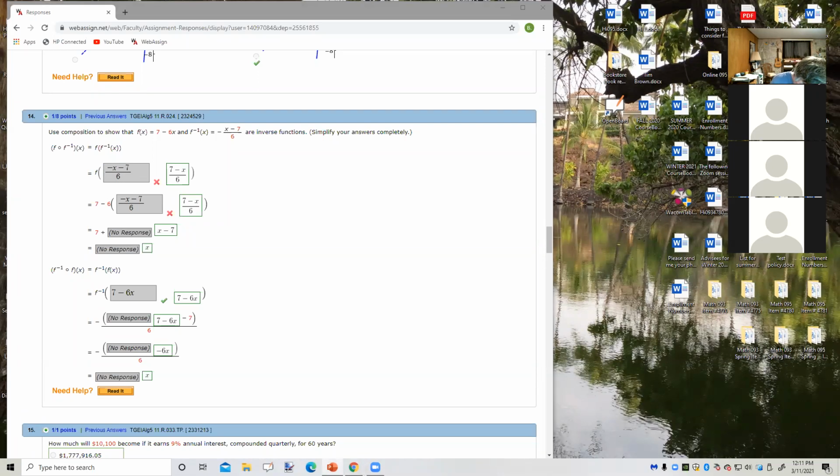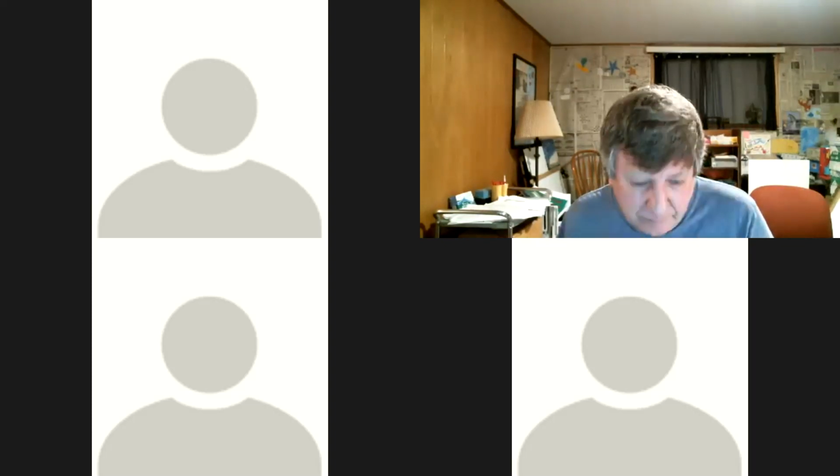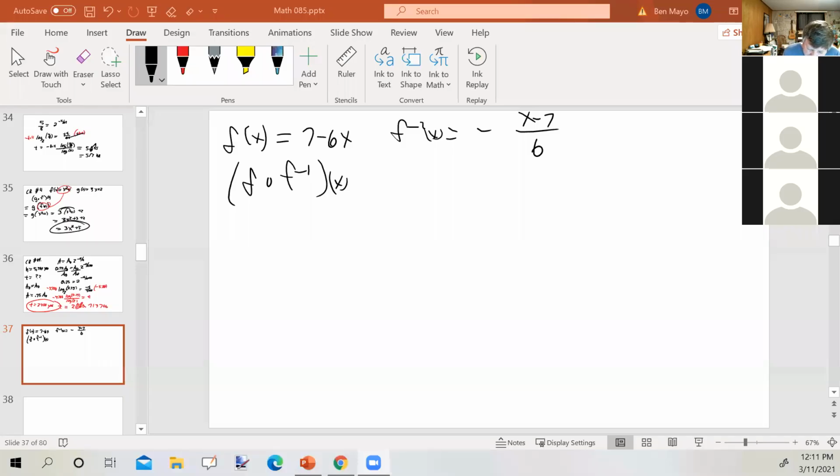Okay, so let me write it down. F of x equals 7 minus 6x. F inverse of x equals negative the quantity x minus 7 over 6. And we're supposed to find f composed with f inverse of x. Okay, all right. So f composed with f inverse of x is f of f inverse of x, which is f of negative x minus 7 over 6.